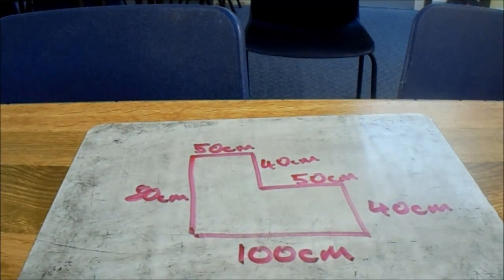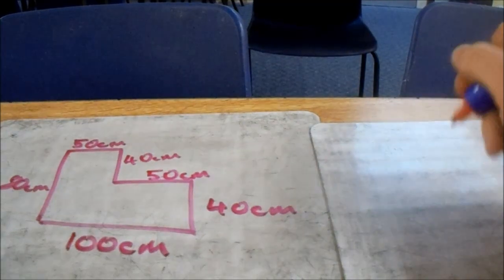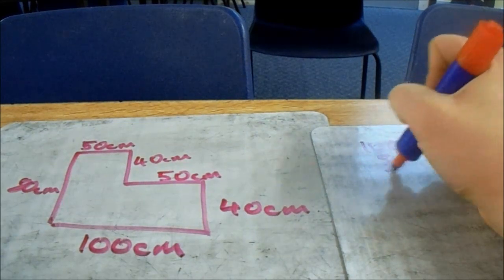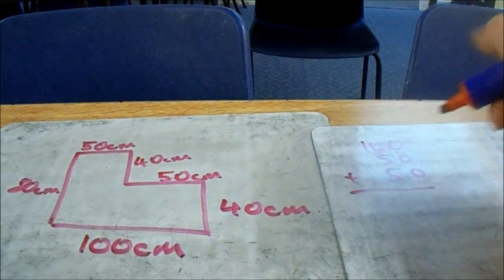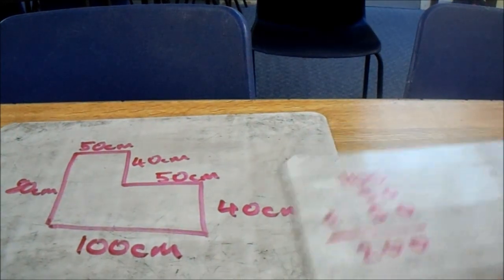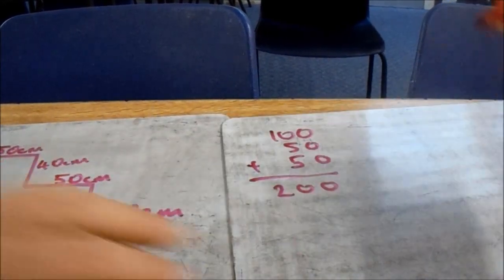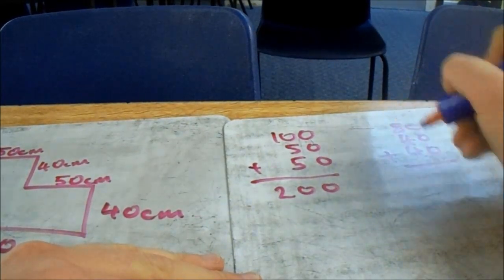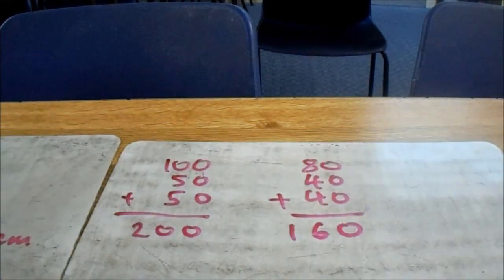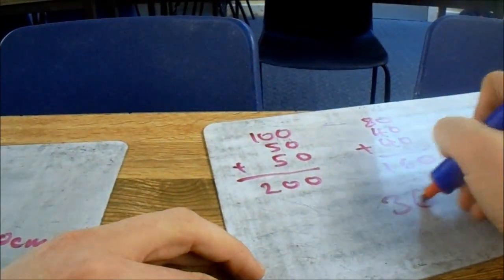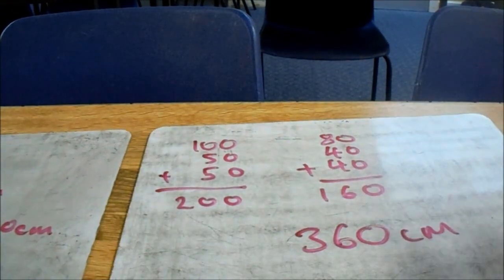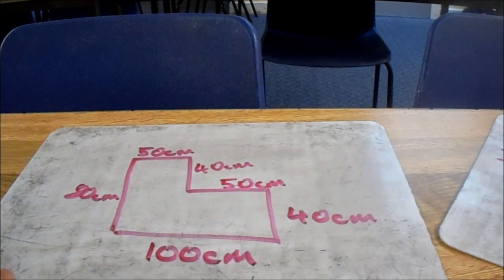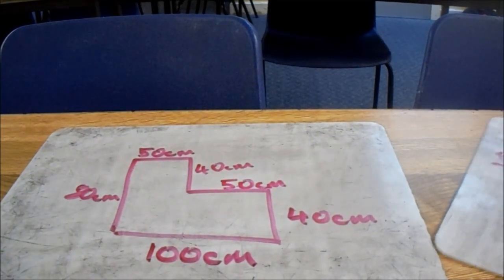Now what I'm going to do on a different whiteboard, just so I have room, is actually add these up. So I can do 100, add 50, add 50, which will give me an answer of 200. And then I can do 40 add 40 add 80, or the same as 80 add 80, which gives me an answer of 160. If I add both of those together, it gives me an answer of 360 centimetres. So the perimeter for this shape, when I add all of the sides together, it is 360 centimetres.